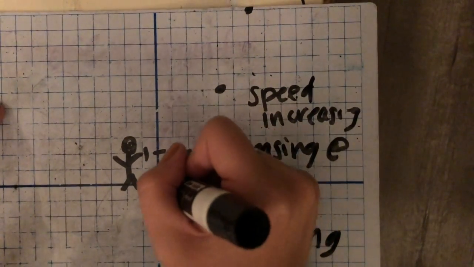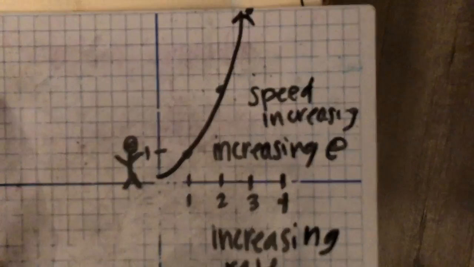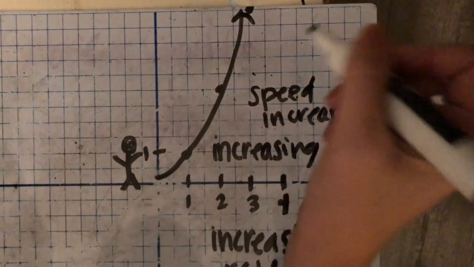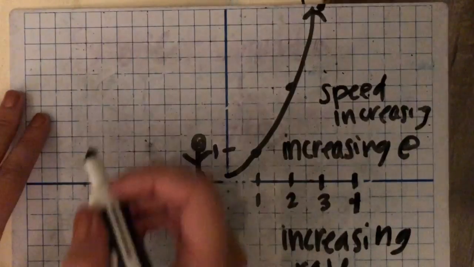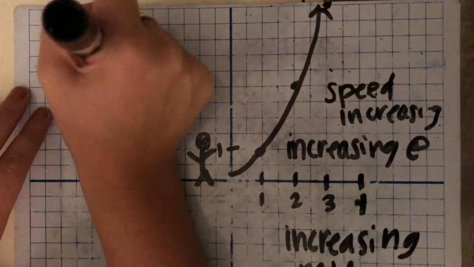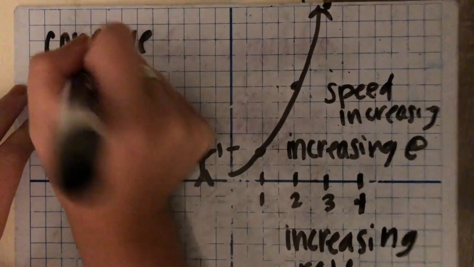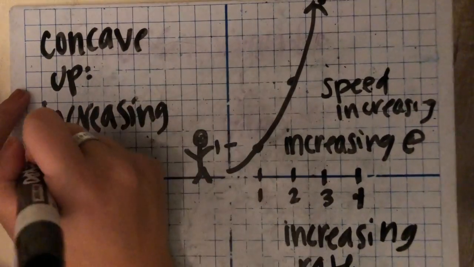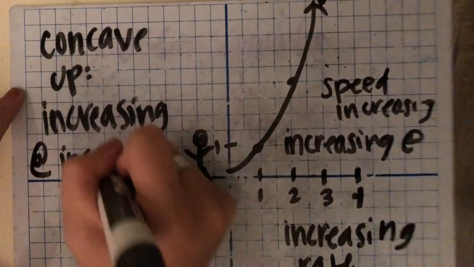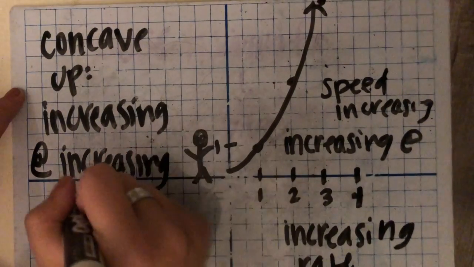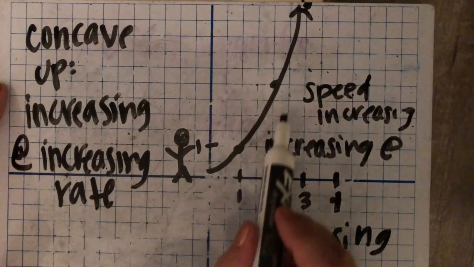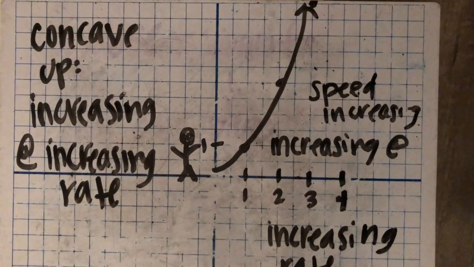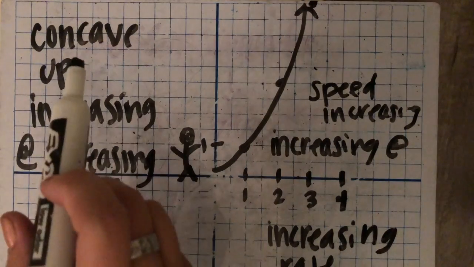If we connect this, that is what makes a graph concave up. See that concavity happening right there? We're upwards. So our definition of concave up is when we are increasing at an increasing rate. Write that down with me. Not only are we going up, but we're getting steeper and steeper as we go. So increasing at an increasing rate is concave up.